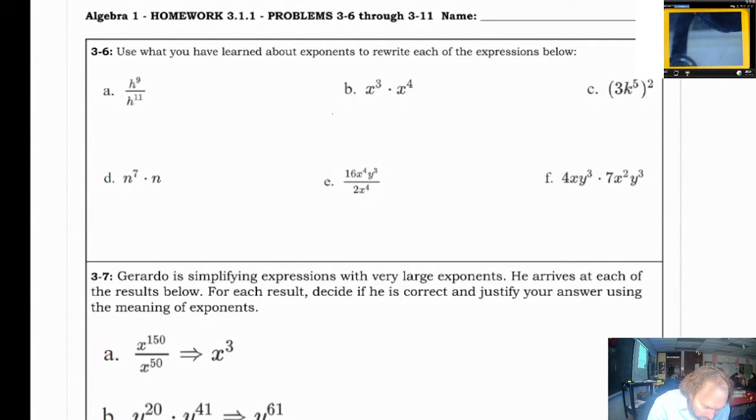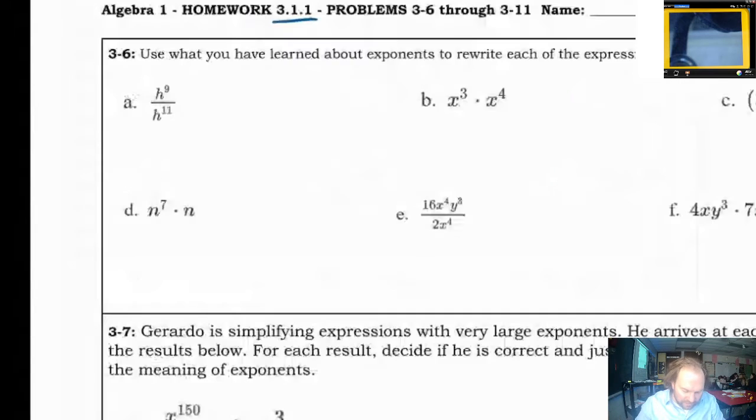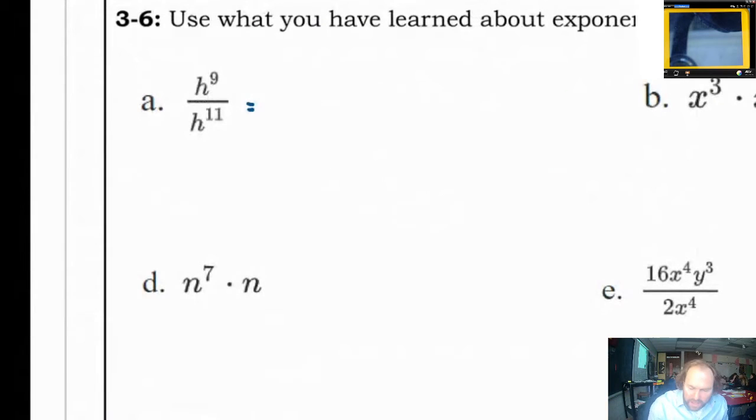This is 3.1.1, problems 3.6 to 3.11. Again, not meant to be instructional, just meant to be an answer guide. Here you've got to do 9 minus 11. This is actually h to the negative second power, or 1 over h squared. I like both those answers.